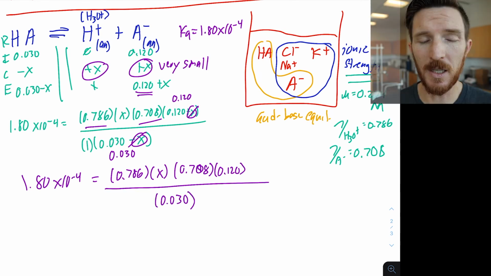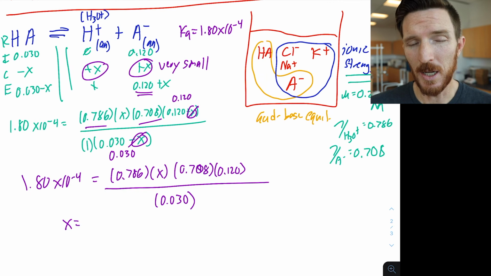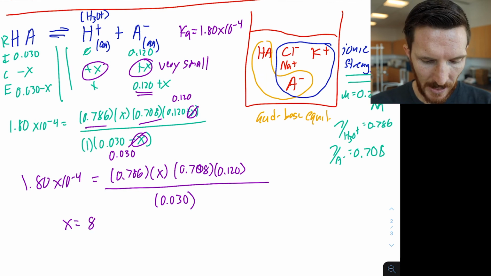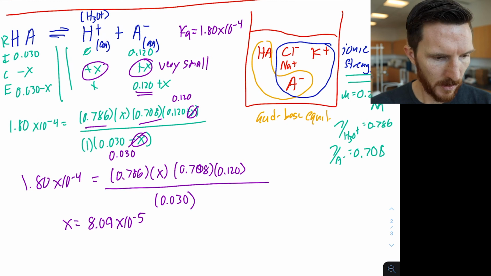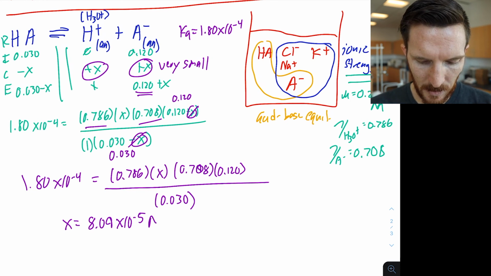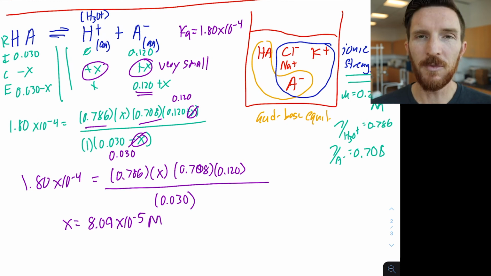There's no quadratic needed, there's no x squared, there's just an easier solution here. And we go ahead and do a really quick plug it into our calculator, and we get 8.09 times 10 to the negative fifth for our concentration.